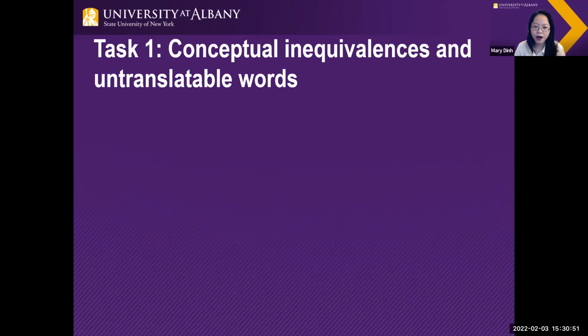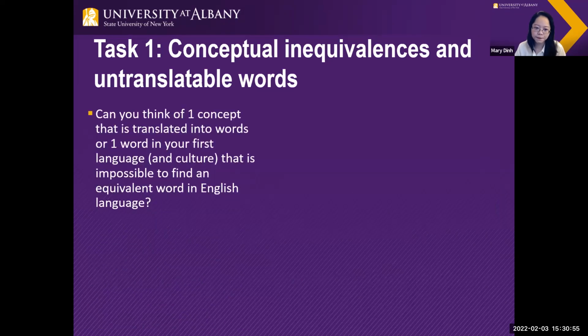So we talked about word choice and sentence structure. Now I want you to think about a broader and a little bit more abstract idea in each language. So can you think of a concept that can be translated into one word in your first language that is impossible to find equivalent words for in the English language?